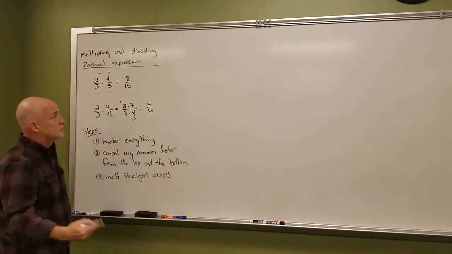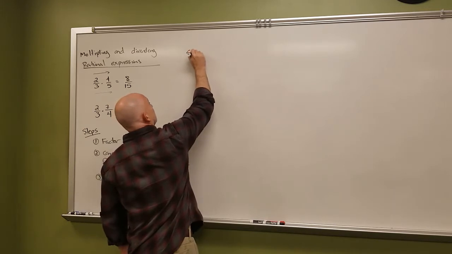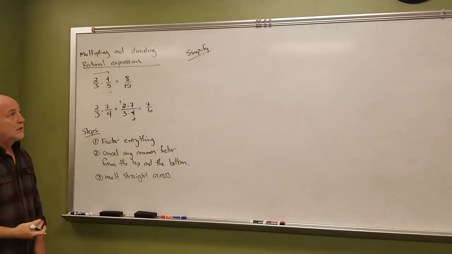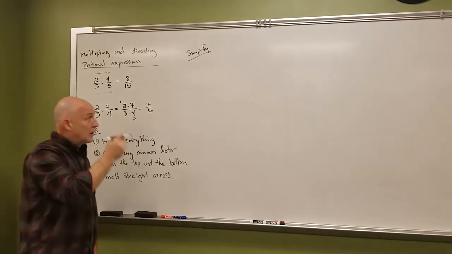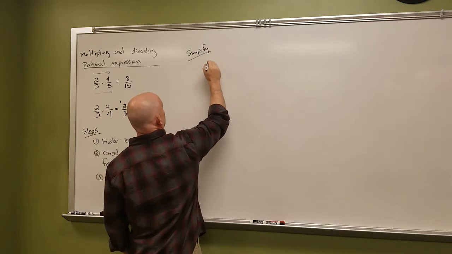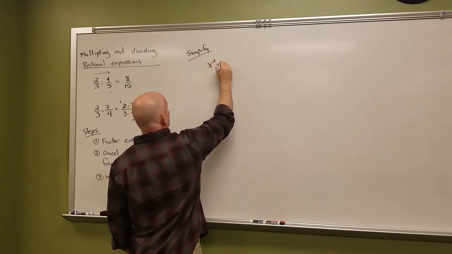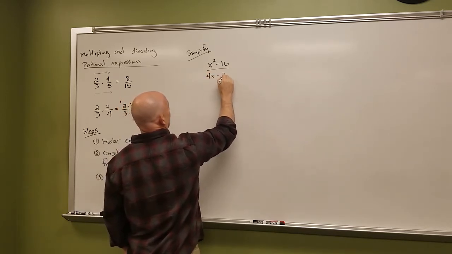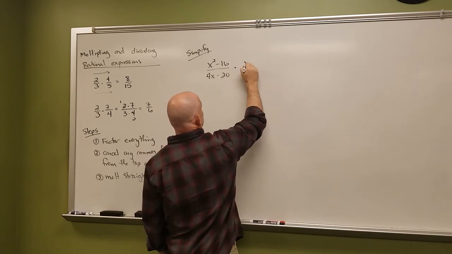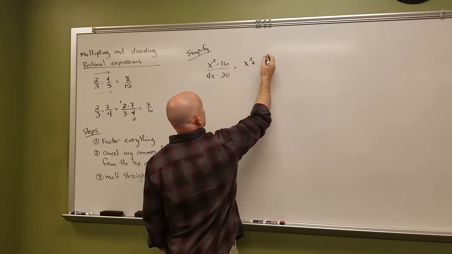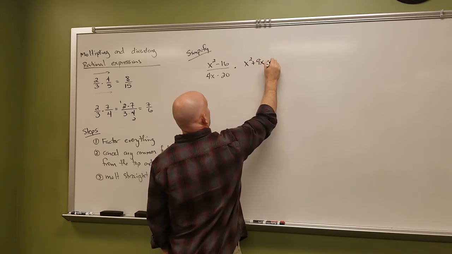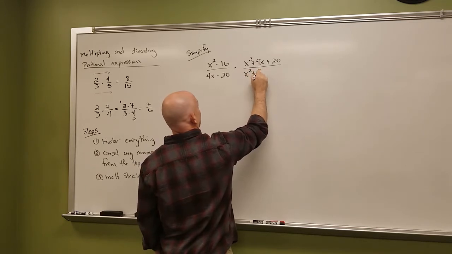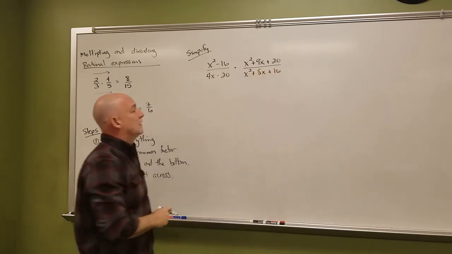Okay, so let's just try a few examples. Again, our directions would be simplify or perform the indicated operation and simplify. So let's start out with, let's say we got x squared minus 16 over 4x minus 20, times x squared plus 9x plus 20 all over x squared plus 8x plus 16. All right, got a lot going on here.